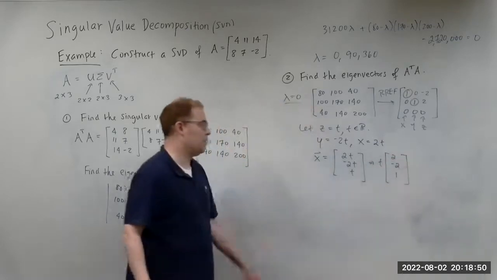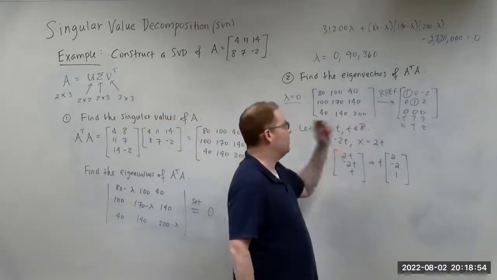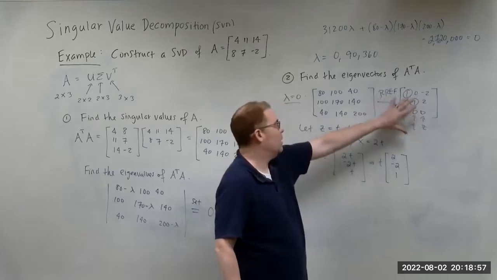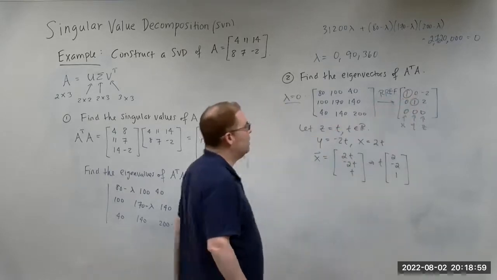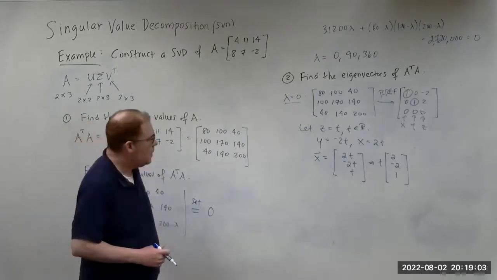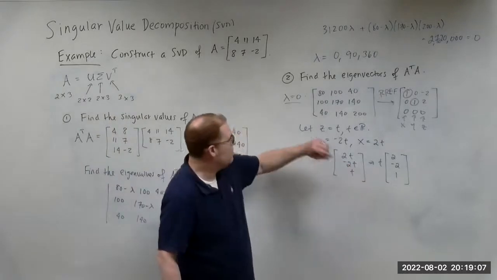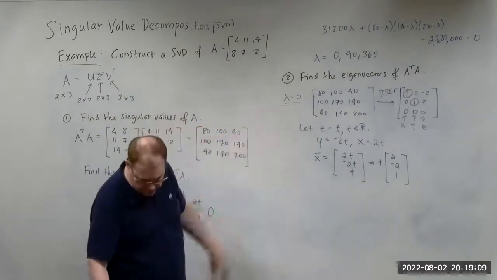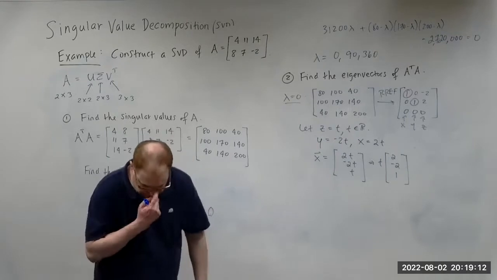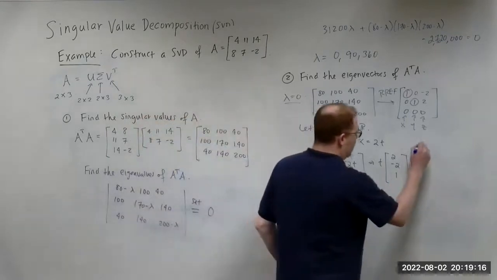All right, so there's the correct one. I apologize for that. I had the wrong matrix here, but now it's okay. So this turns out to be the solution to the eigenspace for this corresponding eigenvalue. All right, so we can let t be equal to one. That'll be fine.